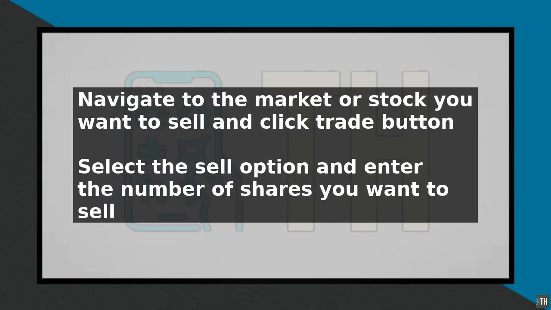A market order will execute the sale at the current market price, while a limit order will only execute the sale if the stock reaches a certain price. A stop-loss order will automatically sell the stock if it falls to a certain price, helping you limit potential losses.